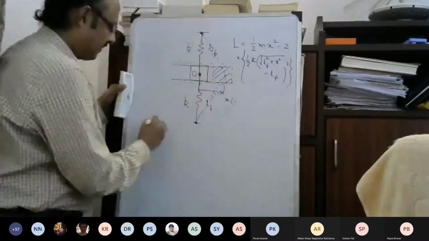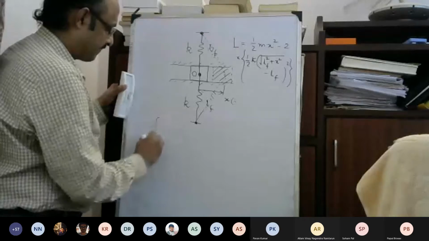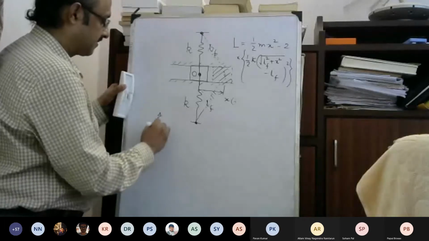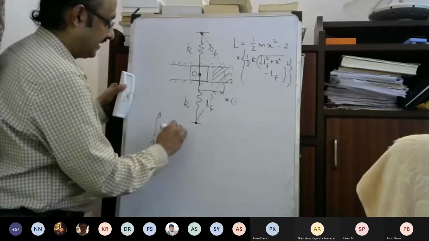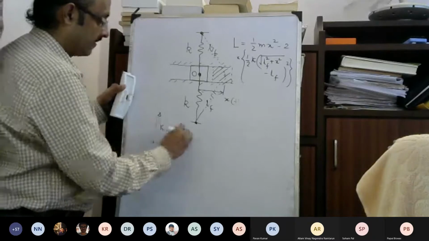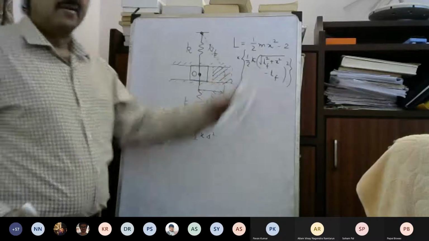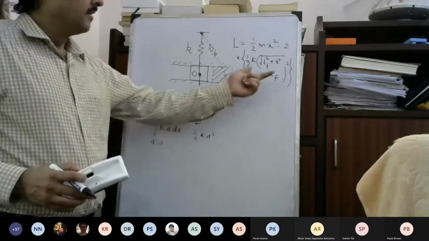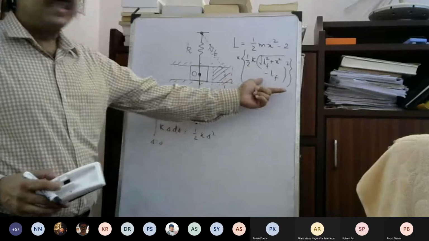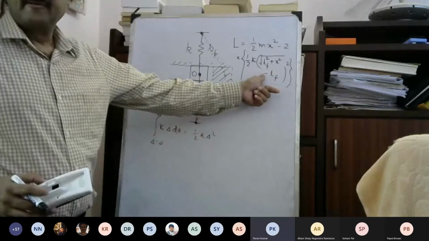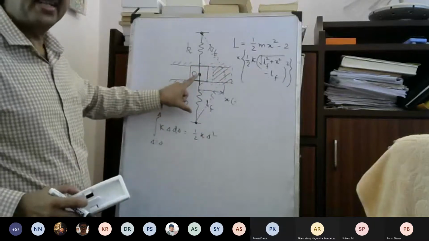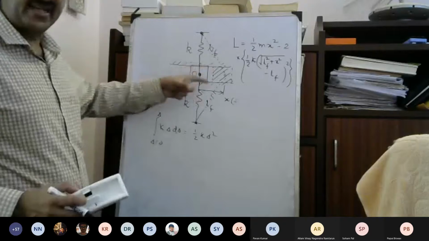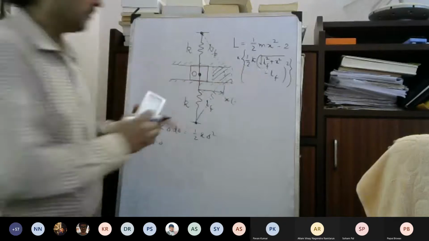So see, what is happening is that from delta equal to 0 to delta equal to this value, this will be K delta d delta. So this will be equal to half K delta square, because delta was 0. So initial potential energy is 0. There was no deformation. Otherwise, we would have taken the initial potential energy, but here initial potential energy is 0.